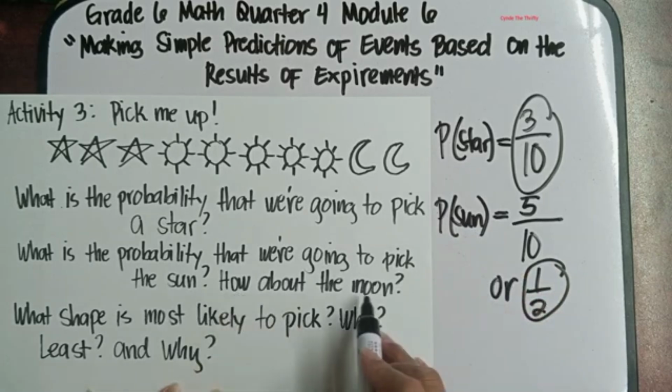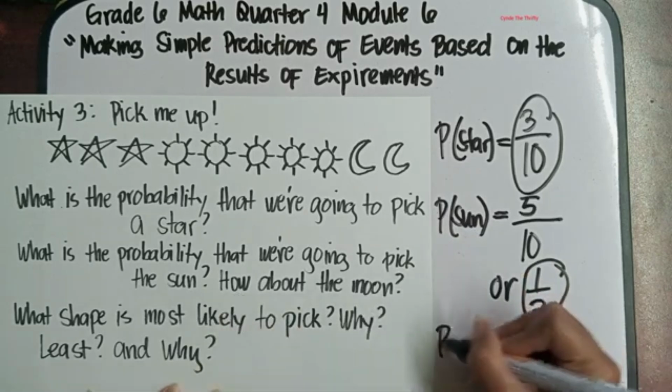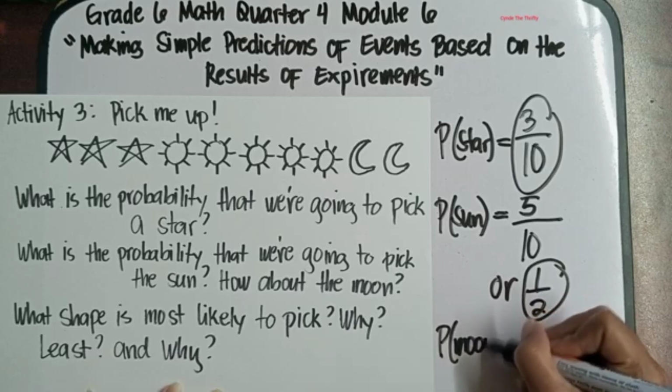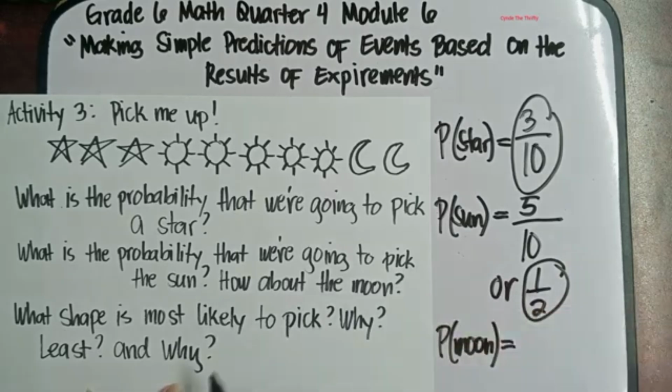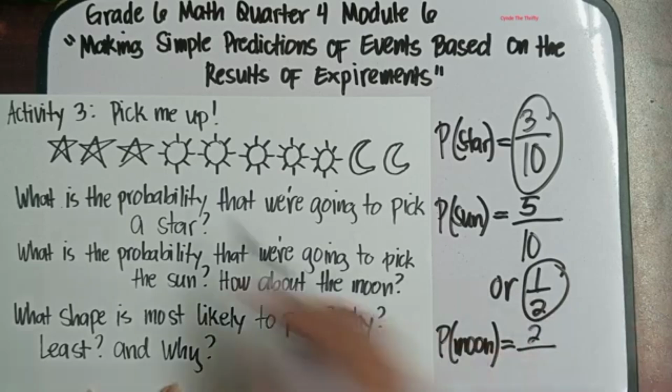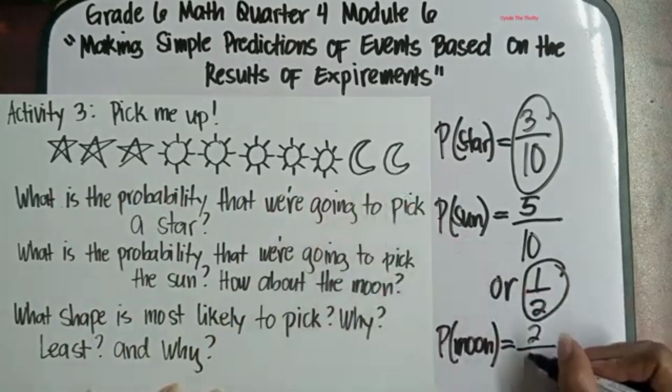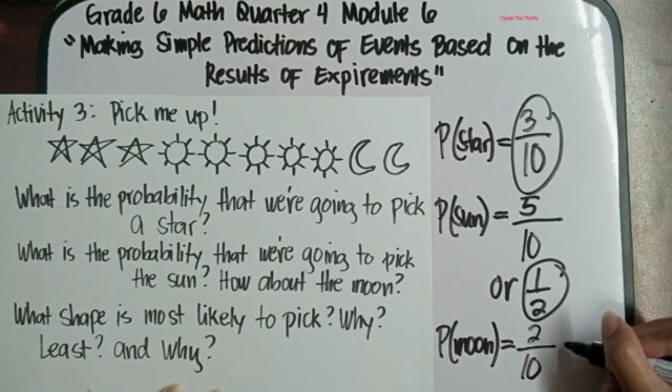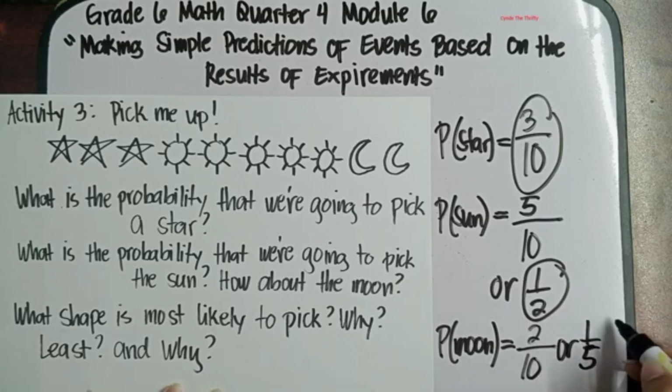How about the moon? So, probability naman tayo ni moon. So, probability moon is equal to, ilan yung moon natin? 1, 2. So, 2 divided by, ilan sila lahat? 10. So, 2/10 or 1/5. So, ang probability ng ating moon is 1/5.